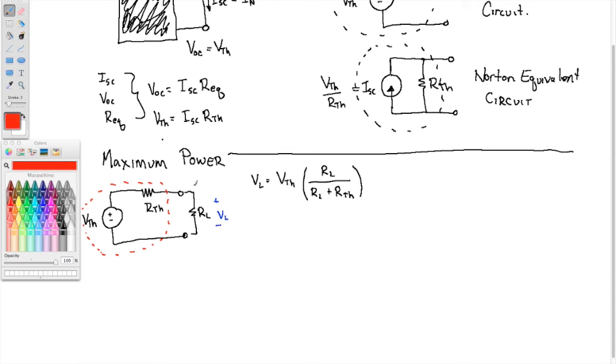Then there's also a load current, right? We'll call that IL. And I know, since this is a series circuit, I can apply Ohm's law, and the current traveling around in that loop is the Thevenin voltage divided by the equivalent resistance, which is RThev plus RL.